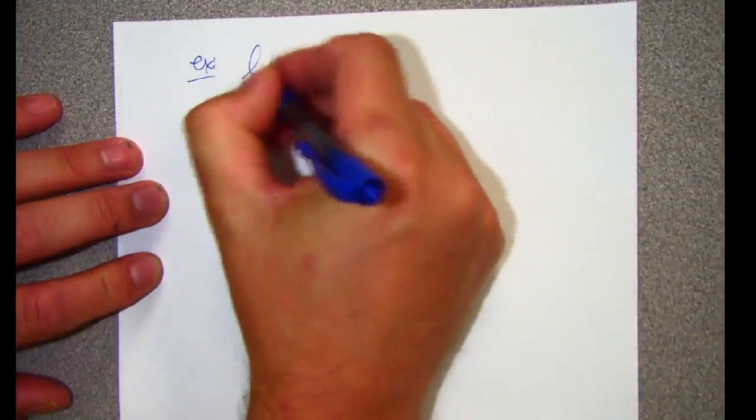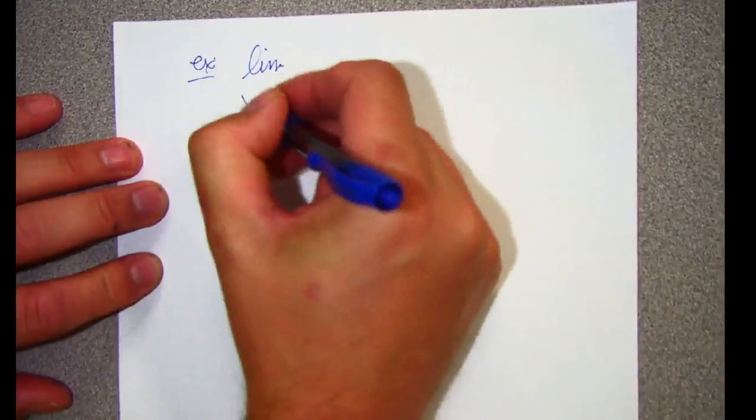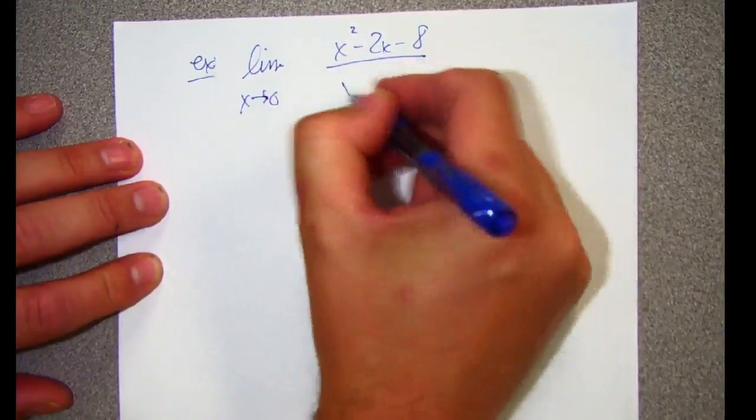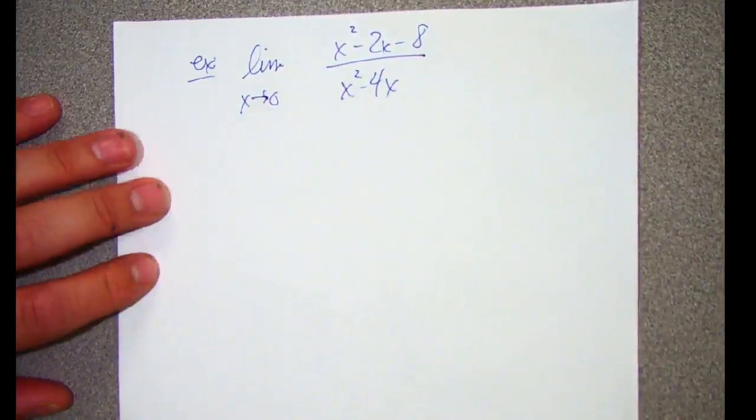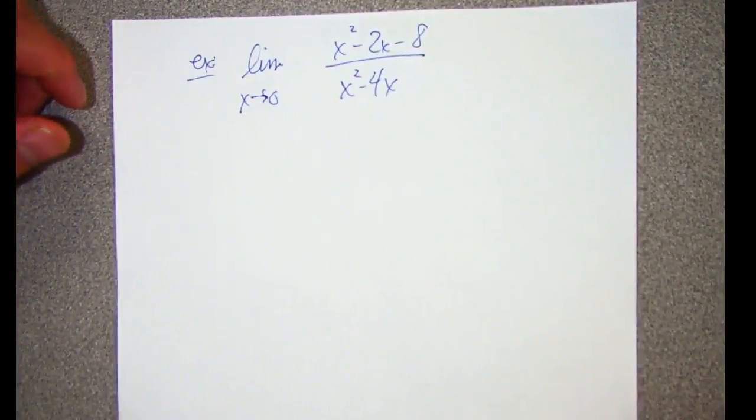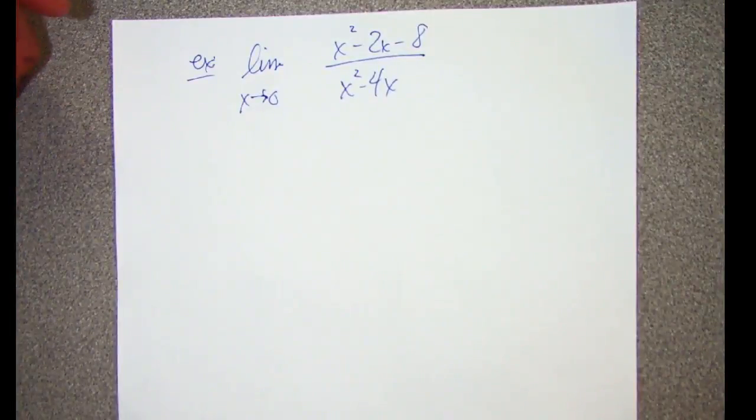Let's say the limit as x approaches 0 of x squared minus 2x minus 8 over x squared minus 4x. Again, if I plug in 0 right now, here I'd actually get negative 8 over 0. But the problem is I'm dividing by 0, and I can't divide by 0, so that's not going to work. I'm going to try something else.